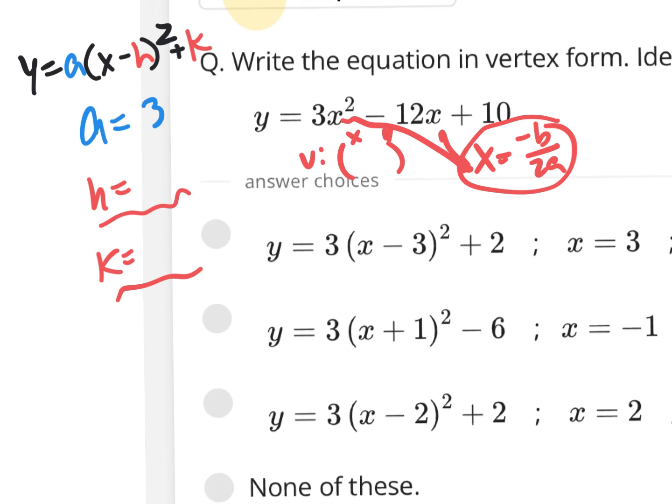Doing algebra. However, Desmos, you could graph this guy right now. Go ahead and graph this guy. Y equals 3x squared minus 12x plus 10.